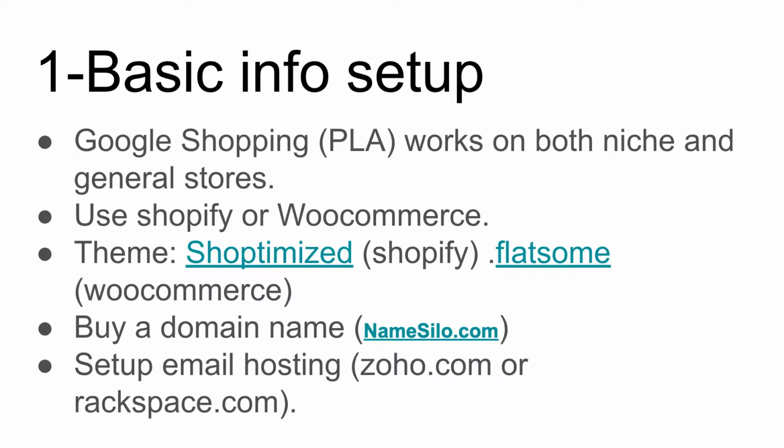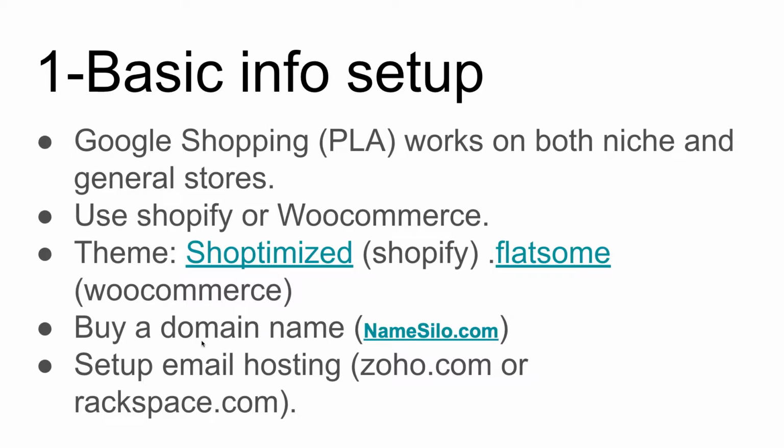For me, I prefer a general store better than a niche store, but you can go with a niche store if you want. We're going to use Shopify, but you can use WooCommerce if you like that. With Shopify, I prefer to use the Shoptimized theme. It is $350, I think, and you can use Flatsome with WooCommerce. We're going to show an example of Shoptimized later in the course.